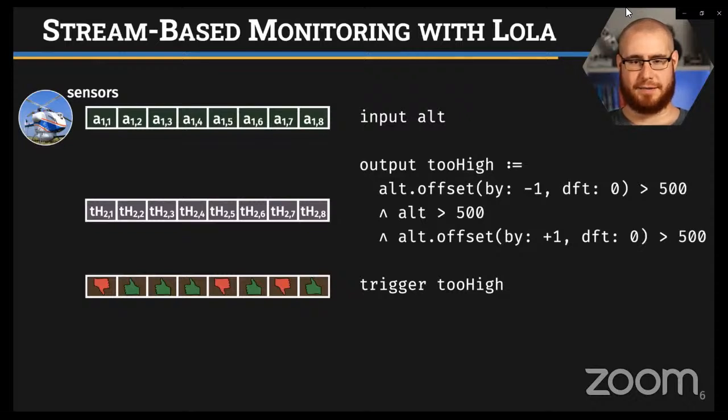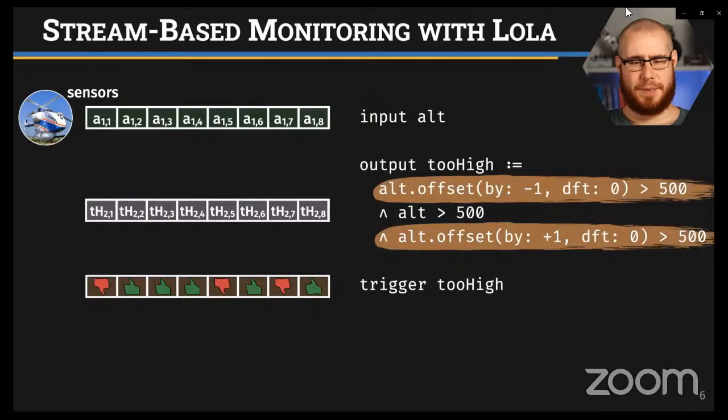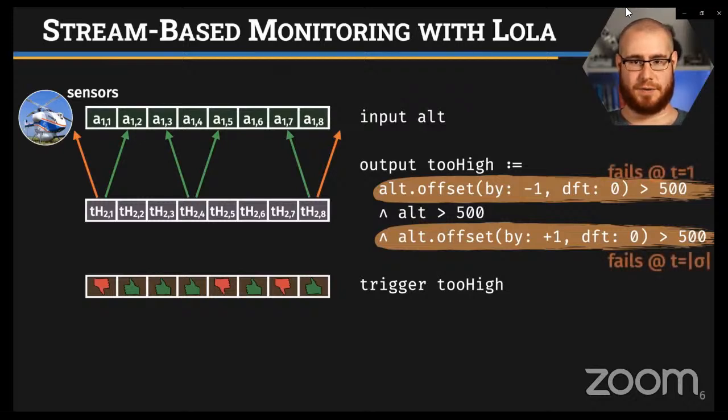Here, when evaluating the specification, we can see that there are 3 kinds of accesses to the altitude stream. One with -1, one with +1, and one with 0 as an offset. And for these past and future offsets, we know that this works most of the time. However, in the first and last iteration of the monitor, these accesses will fail, because in the first iteration, there is no previous value, and in the last iteration, there is no next value. So in these cases, we have to supply a default value and substitute it for the actual altitude.